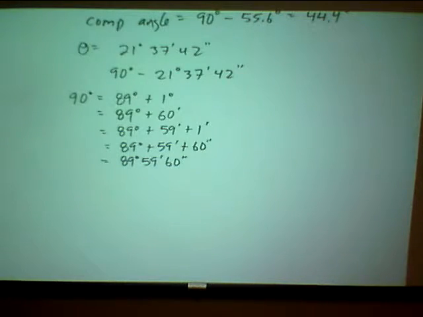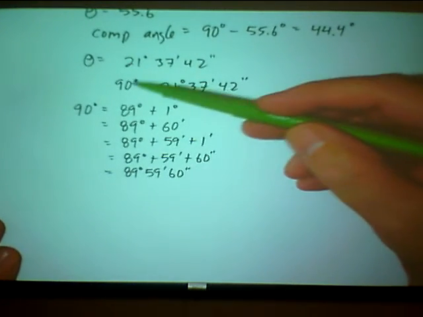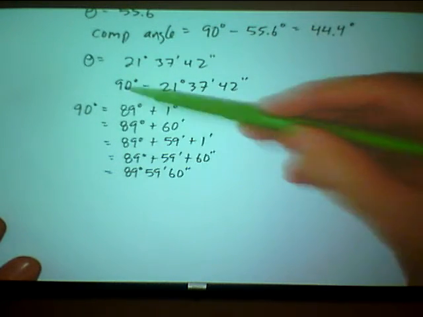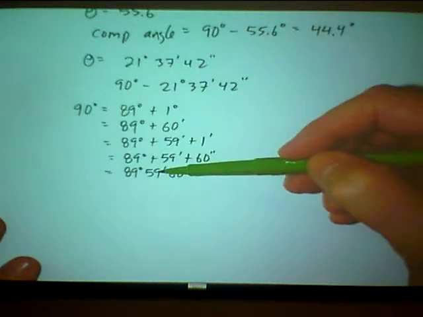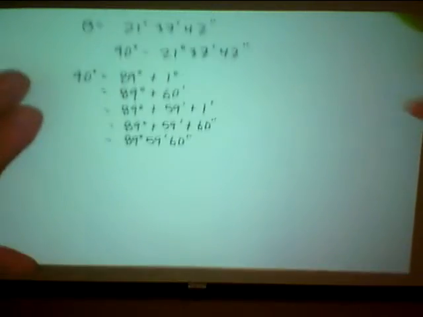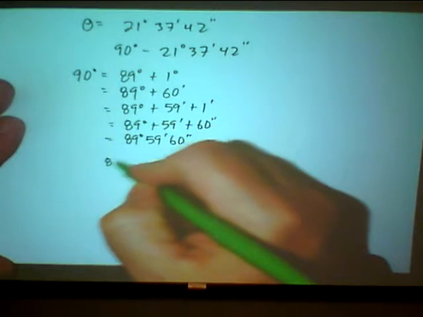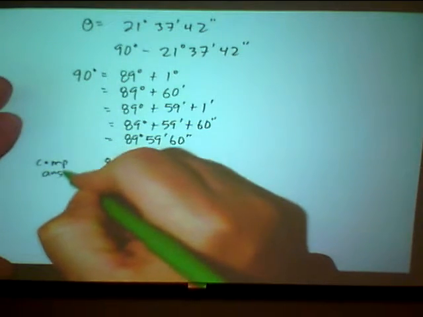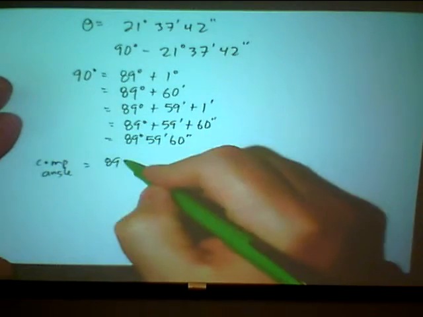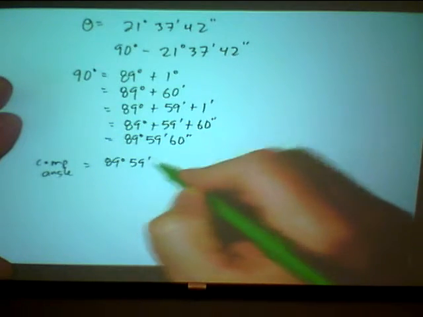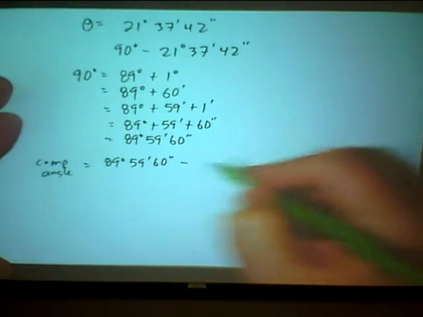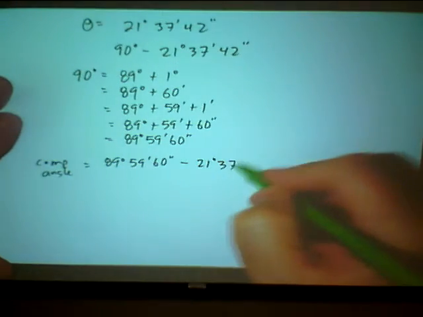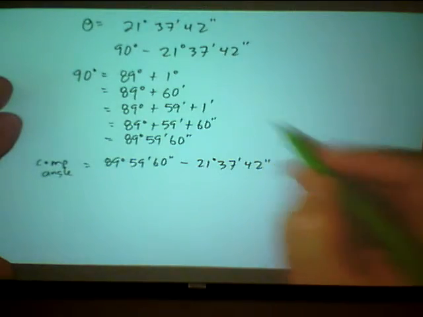Now the way that helps us is, if I go back up to my original problem, I was trying to take 90 degrees minus my angle. Instead of writing 90 degrees, how about I replace it with 89 degrees, 59 minutes, and 60 seconds? So now my problem becomes, I can say my complementary angle will be 89 degrees, 59 minutes, and 60 seconds. Now I subtract my original angle, 21 degrees, 37 minutes, and 42 seconds.